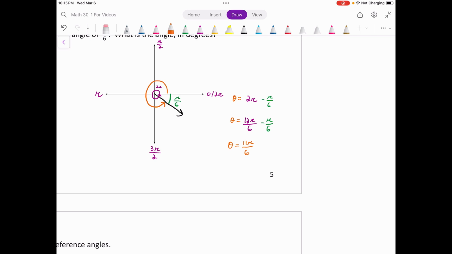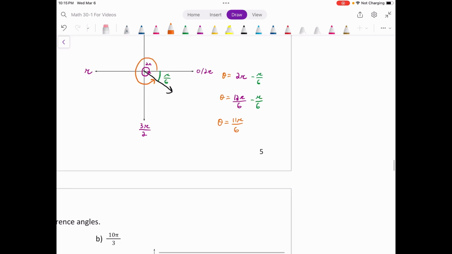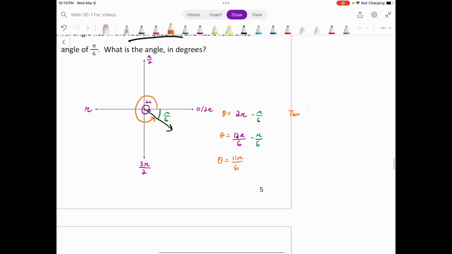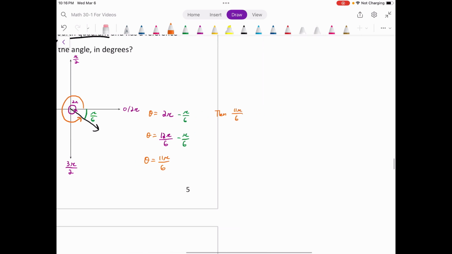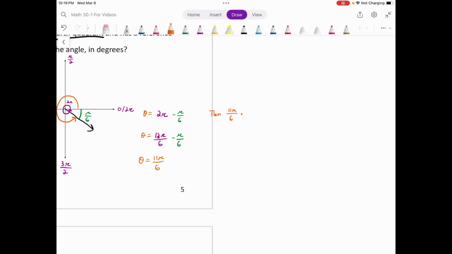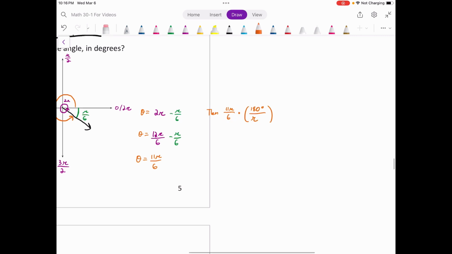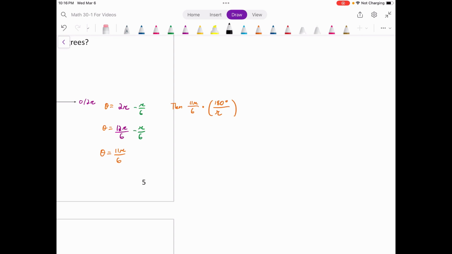Okay, now it wanted us to convert it to degrees. So we know how to do that. We can take our 11 pi over 6, which is in radians. And how do we go to degrees? Well, we know there's 180 degrees in every pi radians. I want to cancel out my radians, so I'll put them down here. Okay, and then we can see we'll be left with degrees, and the radians will cancel out because we have radians divided by radians. And so we're going to get 11 times 180 over 6.